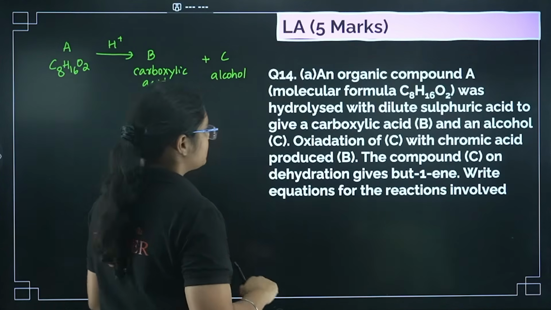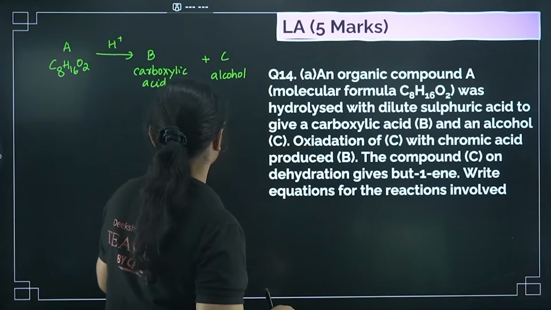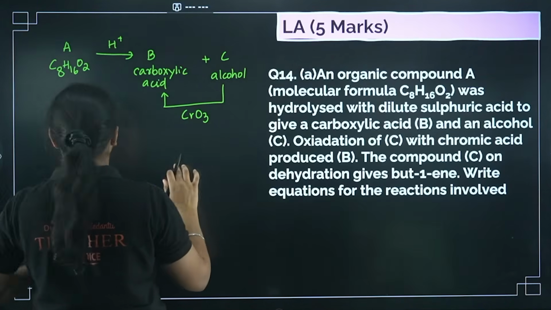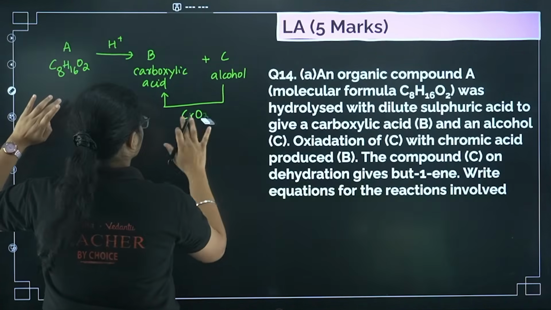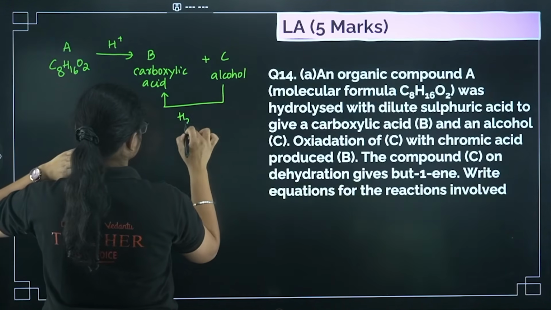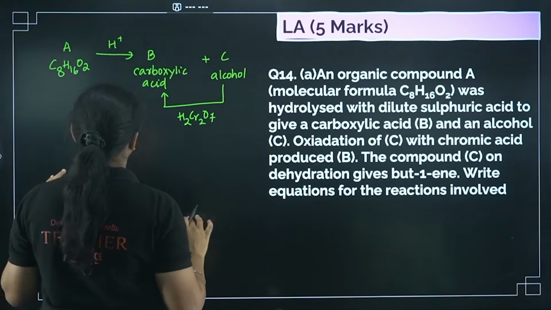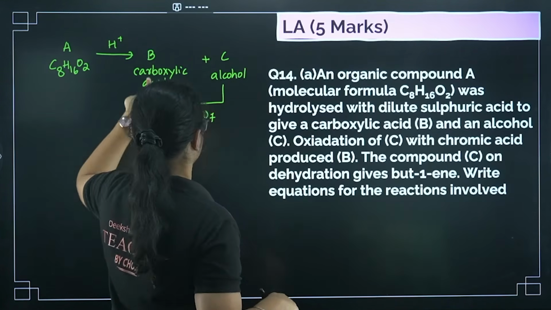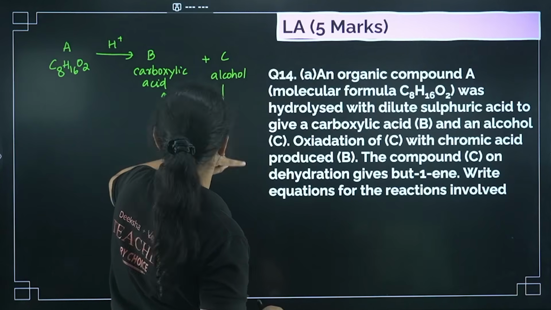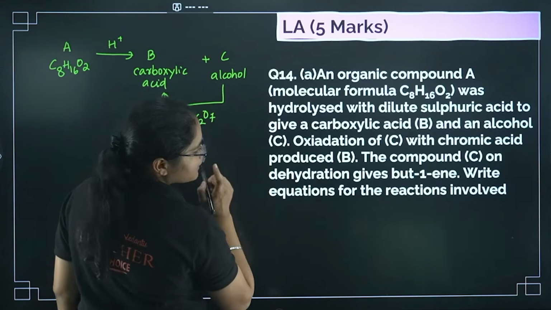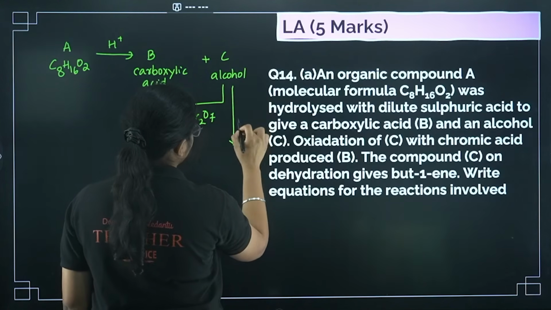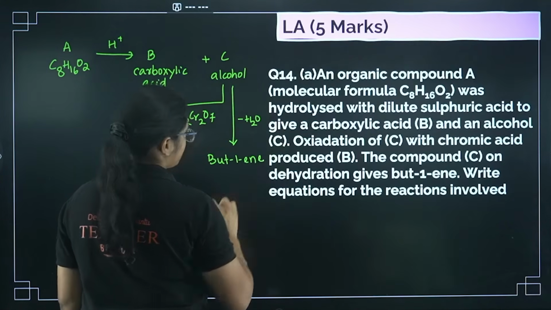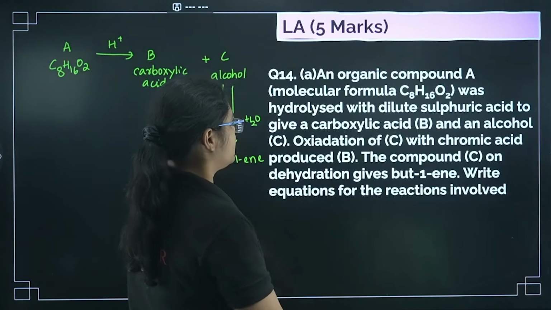Next, oxidation of C with chromic acid produced B. Chromic acid is a strong oxidizing agent, so it will give me B. Now, the compound C on dehydration, that is minus water, gives but-1-ene. Next, write the equations for the reactions involved here.